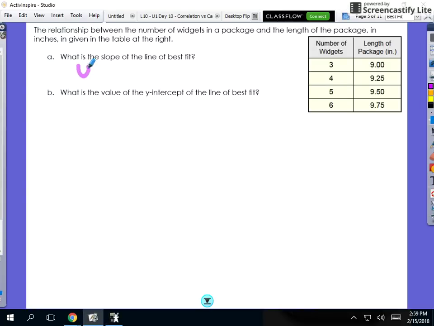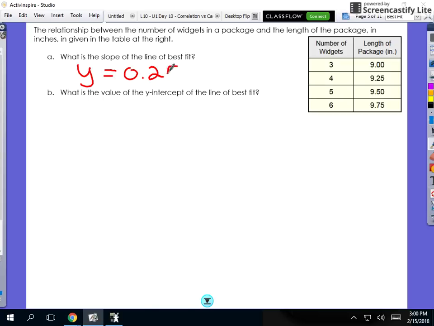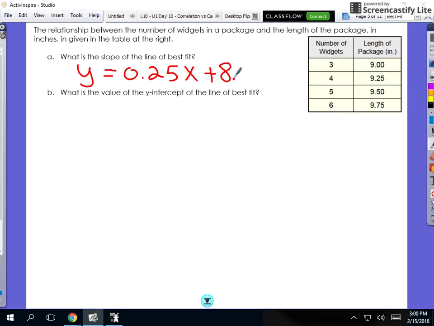So we're going to have y equals 0.25. If you want to write that as a fraction, you totally can. 0.25x plus our y-intercept, which was 8.25. So let's go back and think about the context of what we're saying here. We have some type of widgets that we're making. We have widgets in a package and the length of the package. So if you were Amazon and you were putting different things in packages, you need to think about the number that you could fit in and then how long it would have to be.